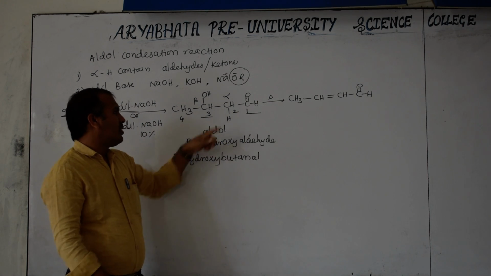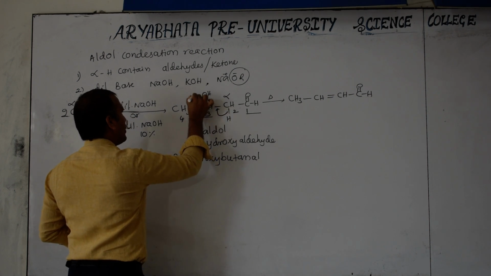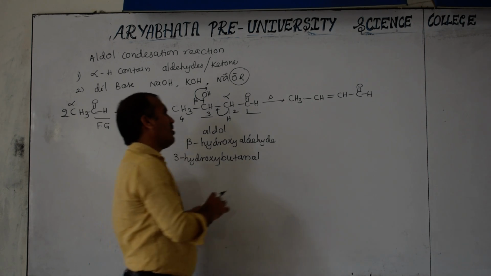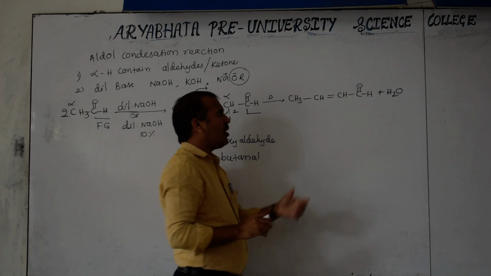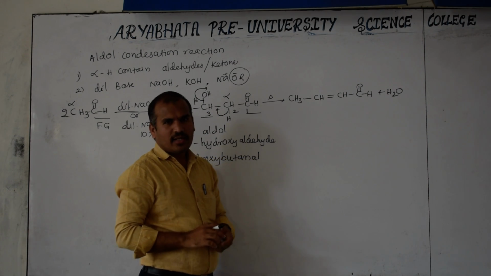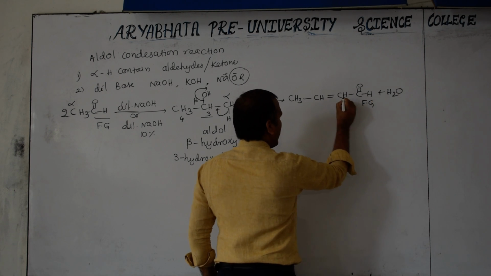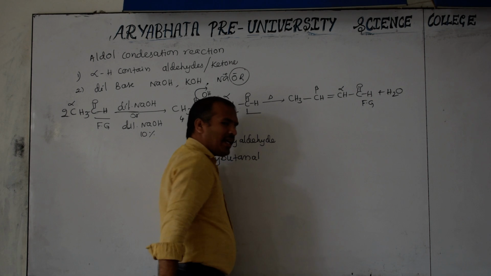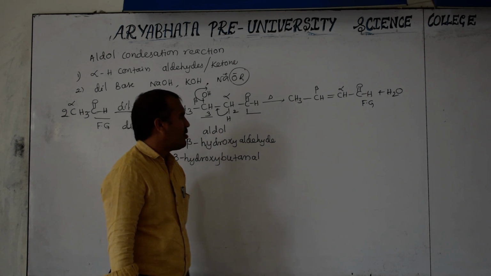On heating, water is lost as a molecule. This is H and this is OH, so H and OH are lost as a water molecule, H2O. Then we get an alpha beta unsaturated aldehyde. This is the functional group; the next carbon is alpha, the next carbon is beta. At which position is the unsaturation present? At the alpha and beta positions.